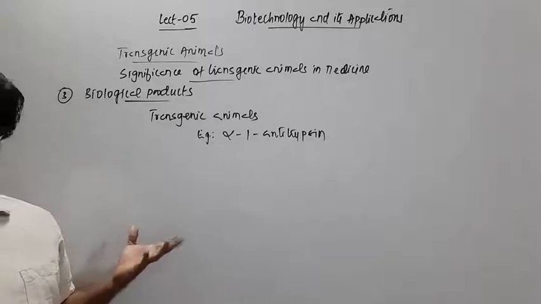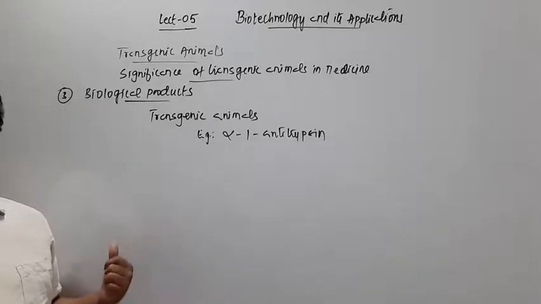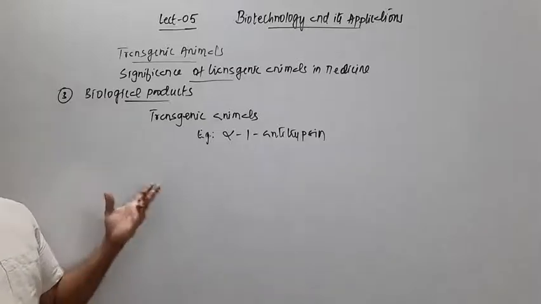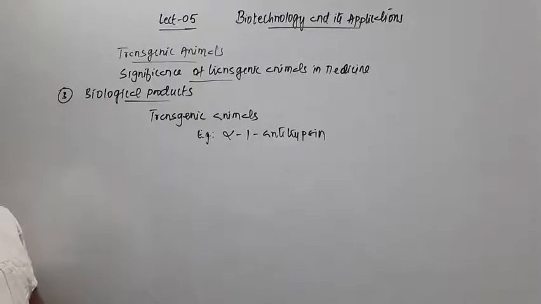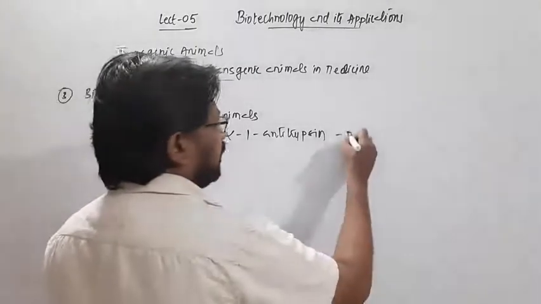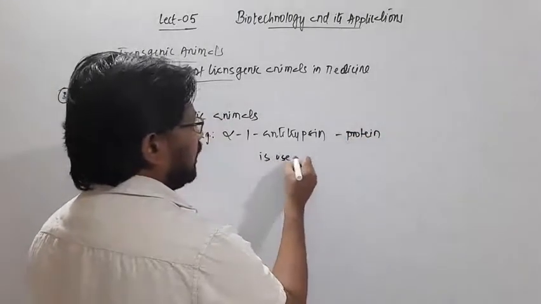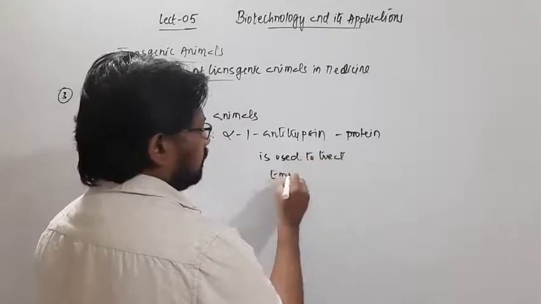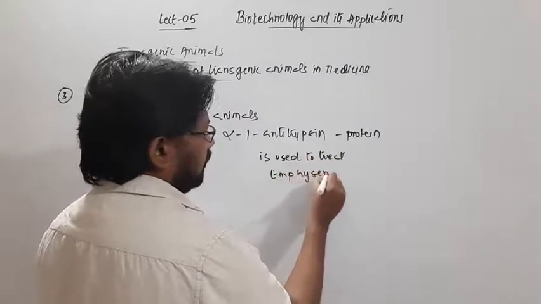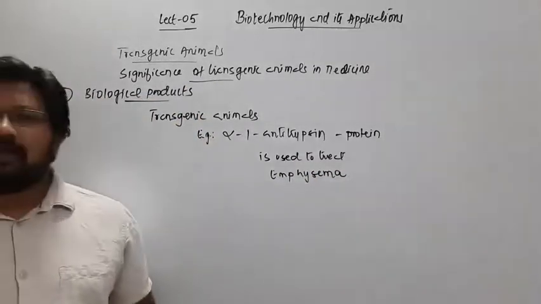More than 95% of transgenic animals that we have today are mice, and they make those mice produce alpha 1 antitrypsin. This is a protein, and it is used to treat a disease called emphysema.